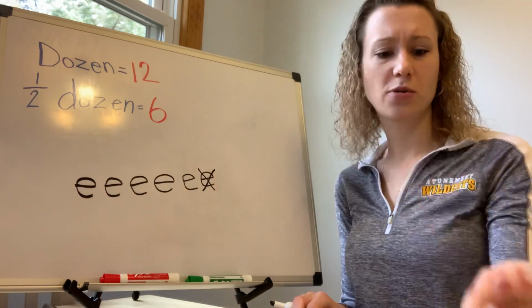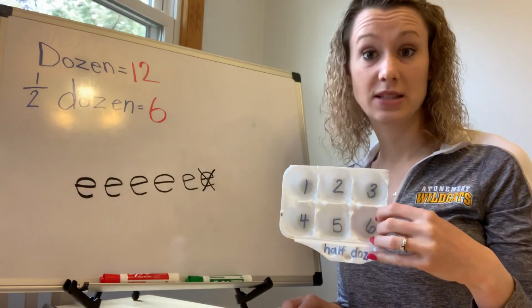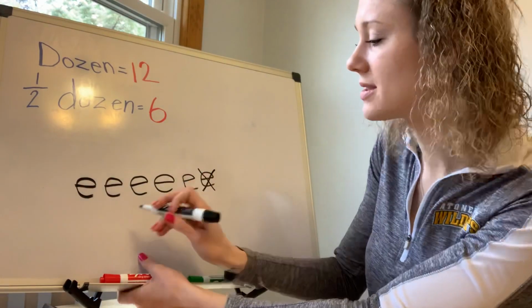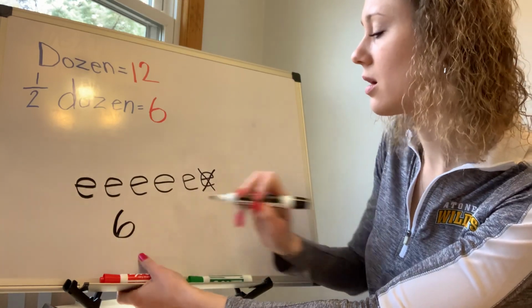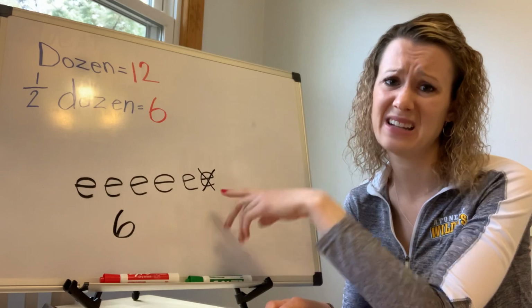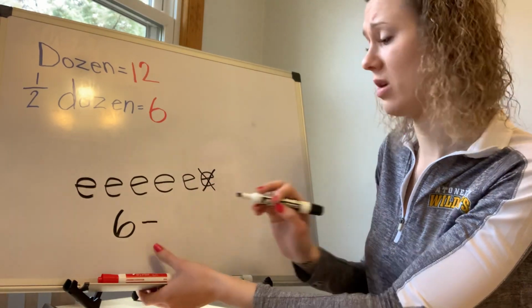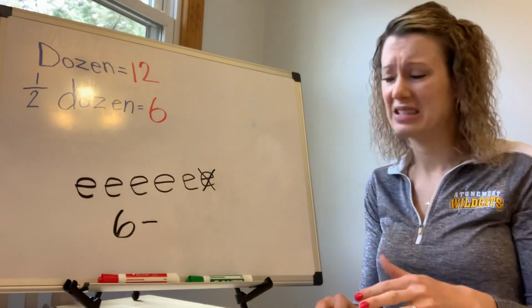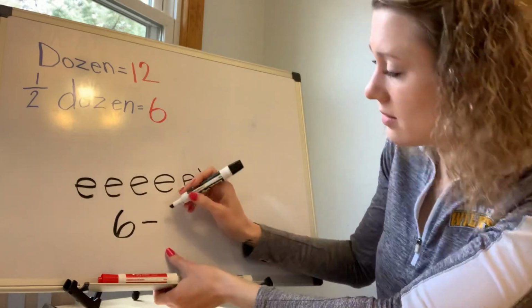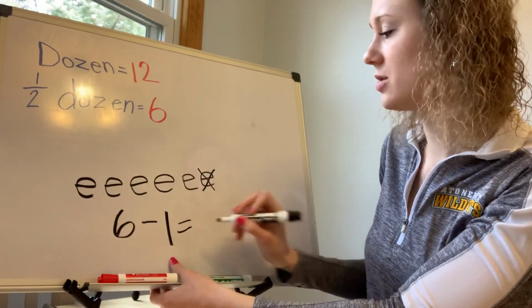Now I need to write my number sentence. So if Mr. Birch brought me a half dozen eggs, how many eggs do I have? 6. So I started with 6. And then when I opened it, one was broken. So I need a minus because I lost one. I can't dye that one because the shell's broken. How many did I lose? How many were broken? 1. Equals, how many do I have left?